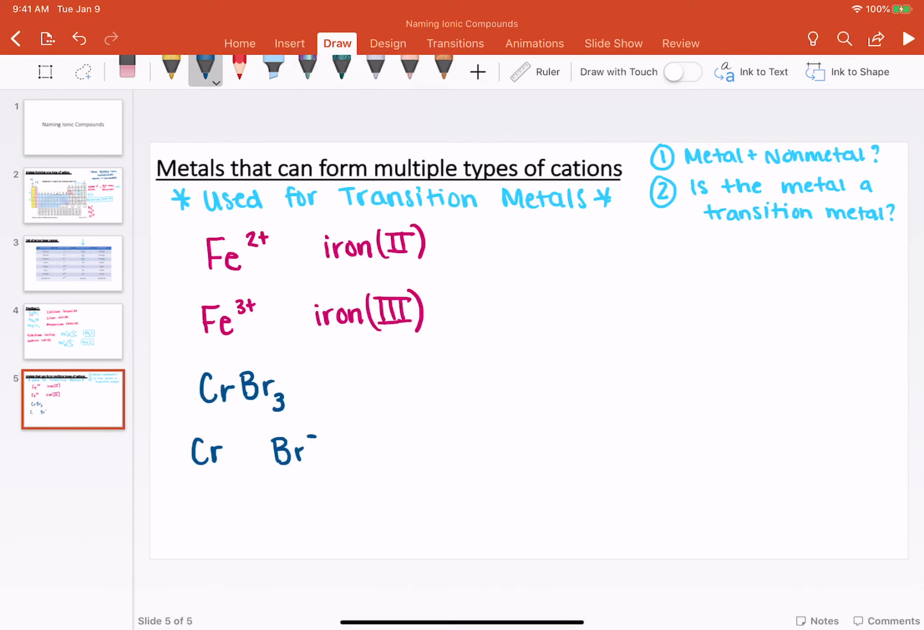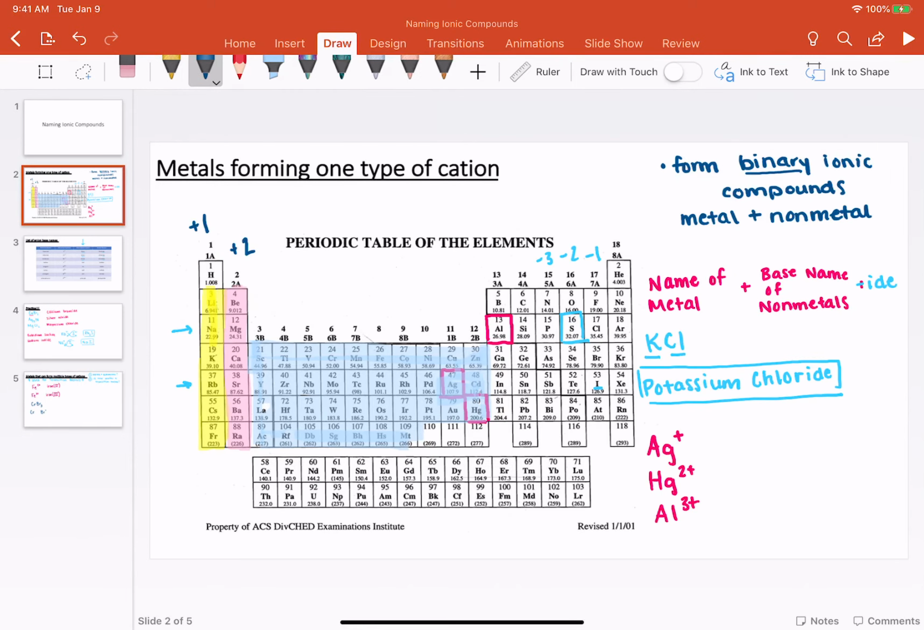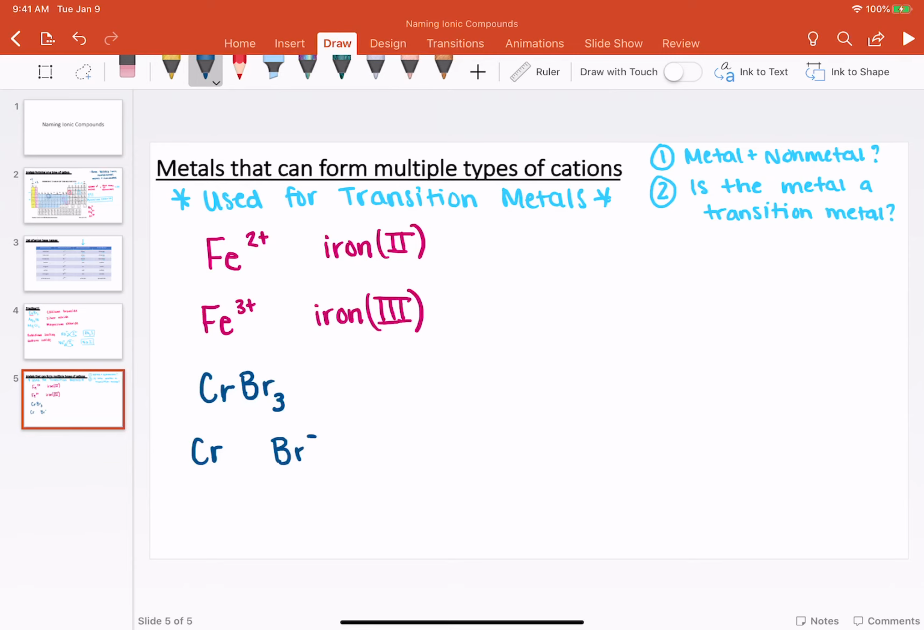And we have Cr. Cr is a transition metal. If we look at our periodic table, it is right here, number 24. So that's right there in what we call the d block, where the transition metals are. So we know we need to use the Roman numerals, but we don't know what the charge is. We know it has some charge. We don't know what that charge is yet.